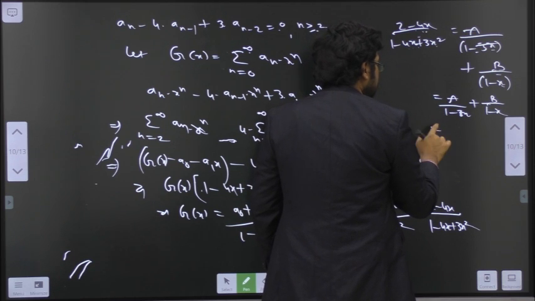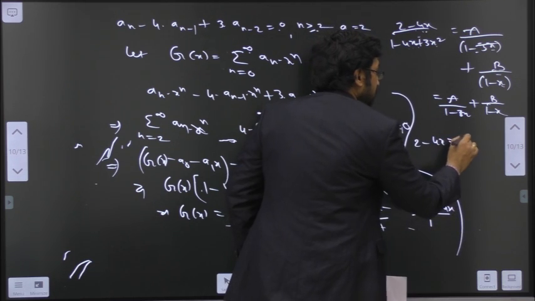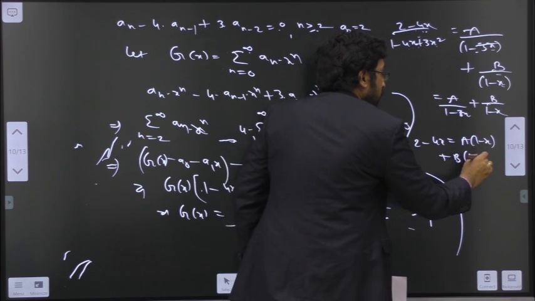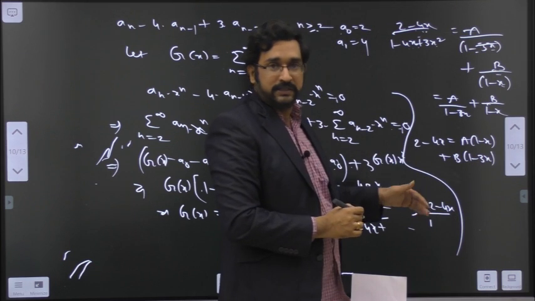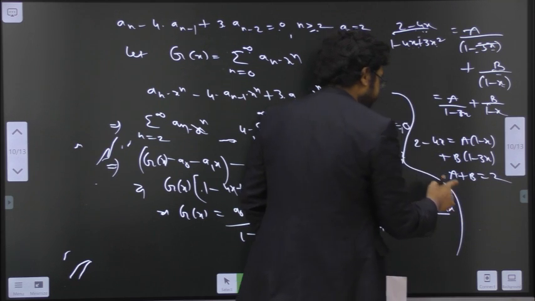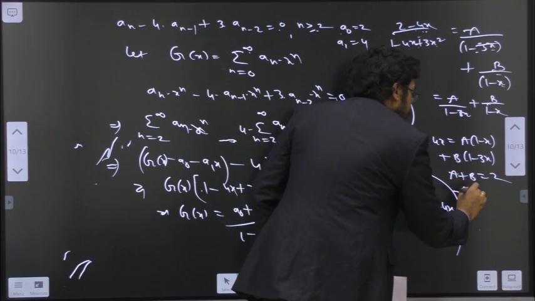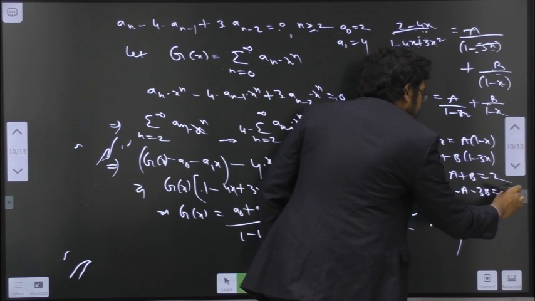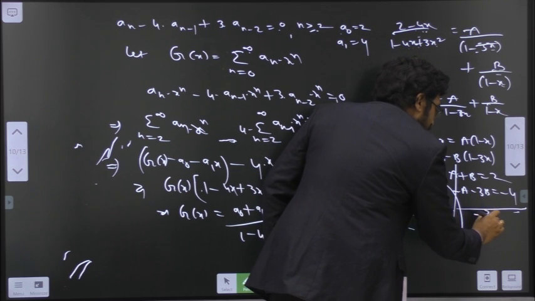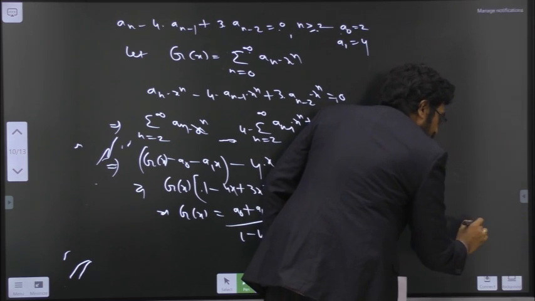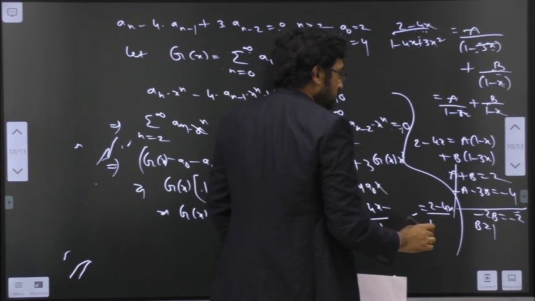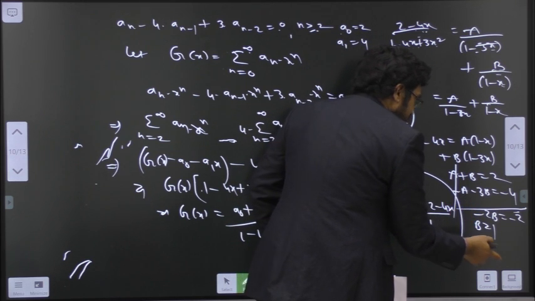So 2 minus 4x equal to a into 1 minus x plus b into 1 minus 3x. Comparing numerator terms, we will get a plus b equal to 2, minus a minus 3b equal to minus 4. If we add both terms, a gets cancelled, minus 2b equal to minus 2. That implies b equal to 1. So if b equal to 1, a also will be 1.